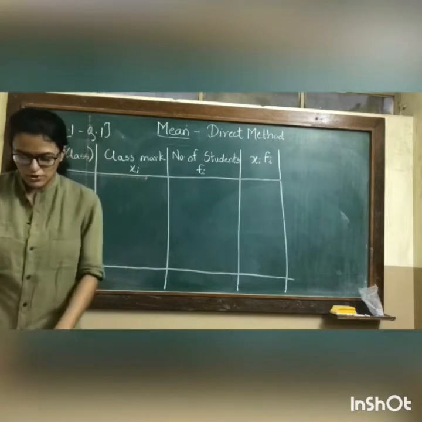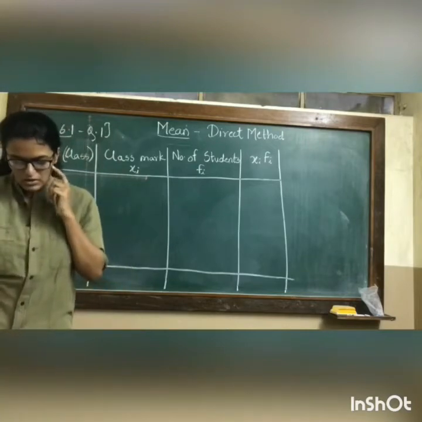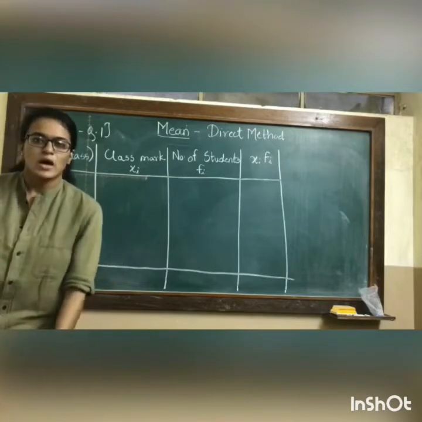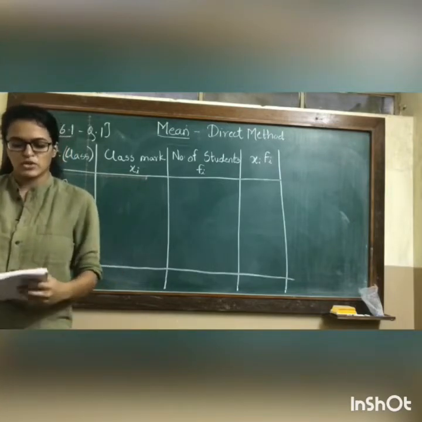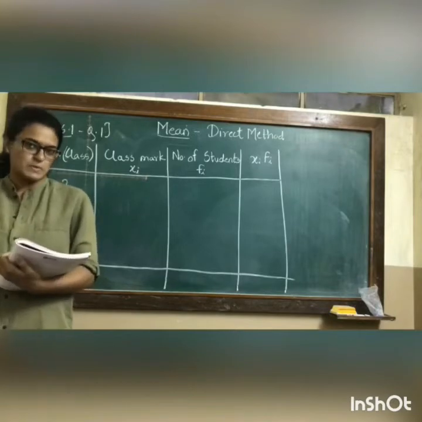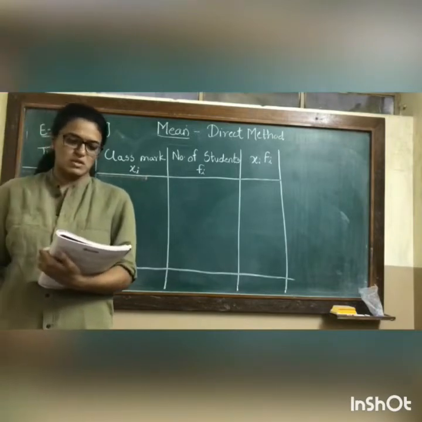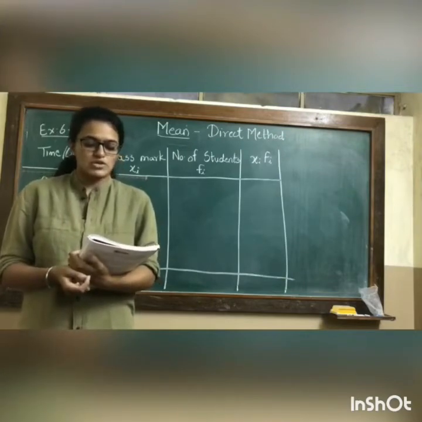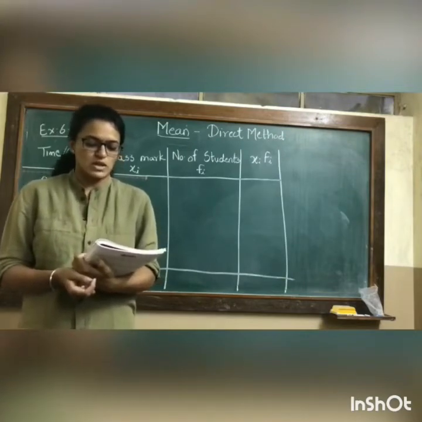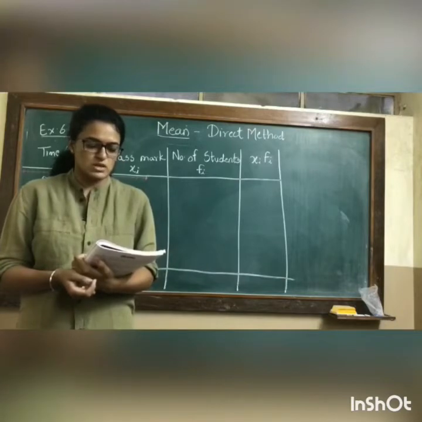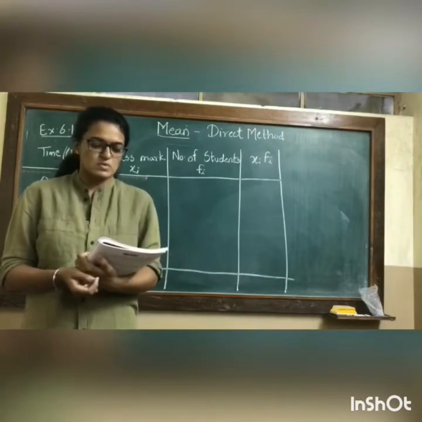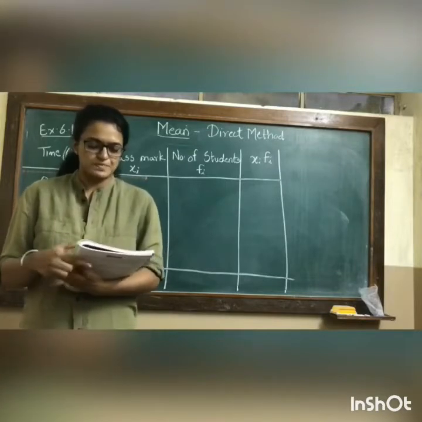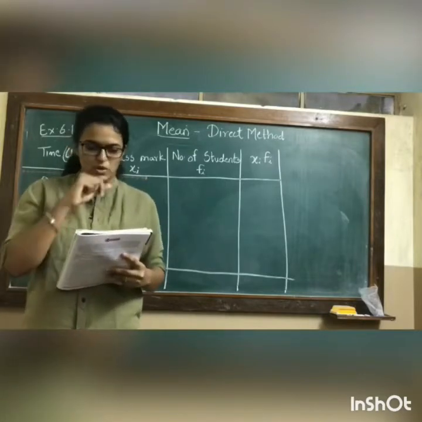So in this I want you to go to page number 138 of your textbook, practice set 6.1, and we move on with solving the first question, with which I will be explaining how to use the direct mean method. The first question says, the following table shows the number of students and the time they utilize daily for their studies. Find the mean time spent by these students for their studies by direct mean method. And there is a table given below it.